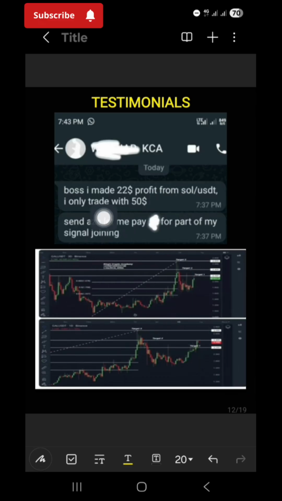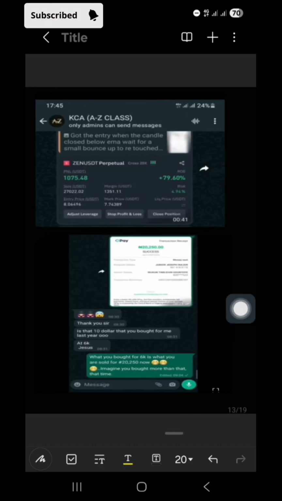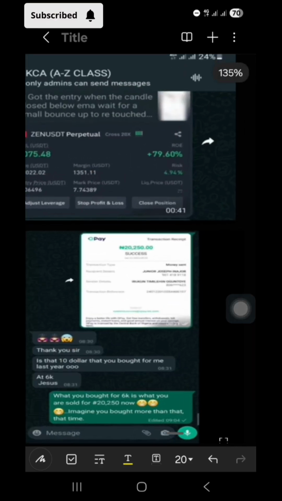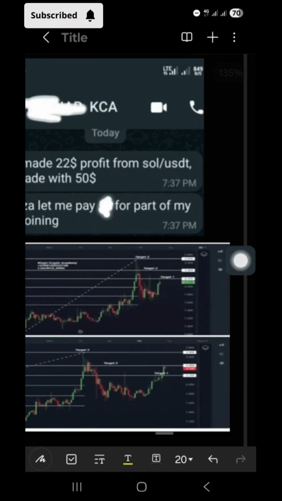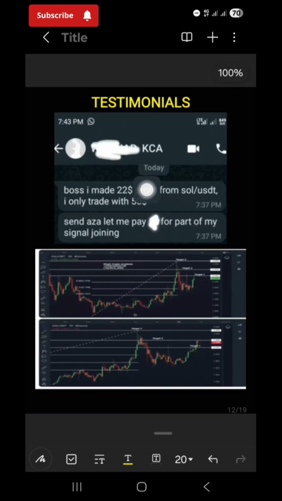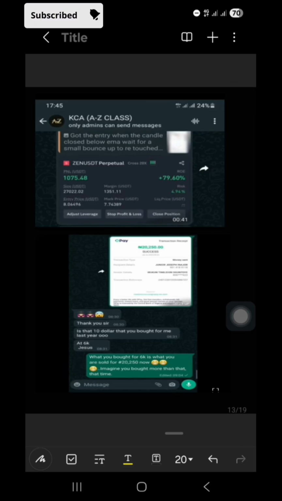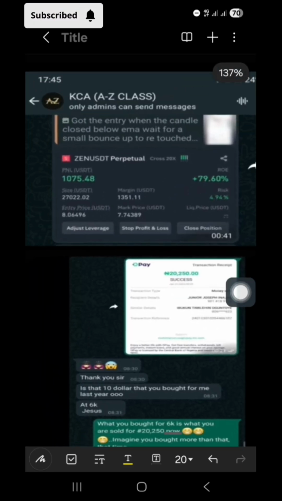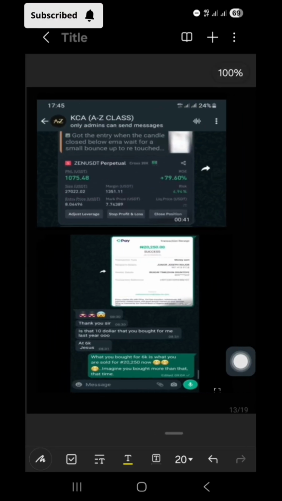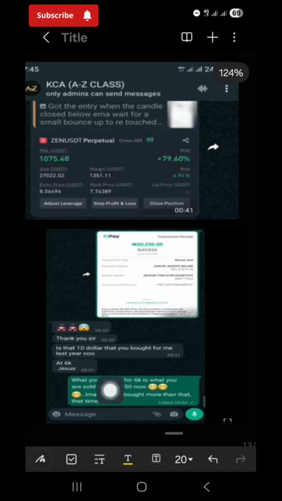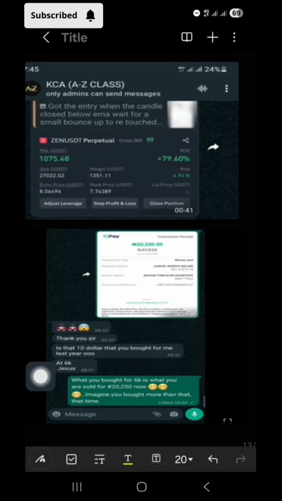And you see this guy said, boss, I made $22 profit from SOL USDT. I only traded with $50. That's more than 50% of his money. See one of my students here who made over $1,000. This one made over 50,000 naira. I don't know in your own country, depends, but in dollars that's over $20-something. And this one made over $1,000 on this particular trade. You can see this one here telling me this one was a spot trade. This guy was one of my old students some years back, bought some dollar at 6K and sold at 20K.